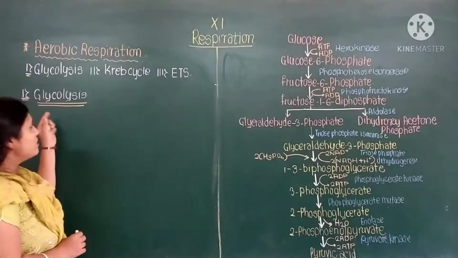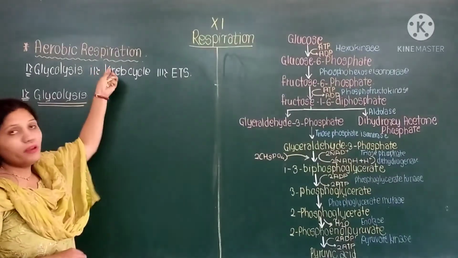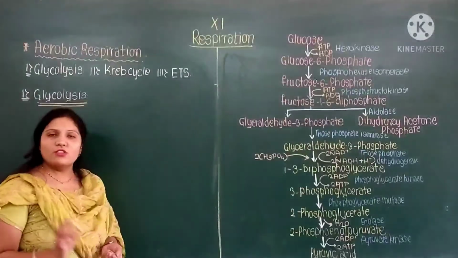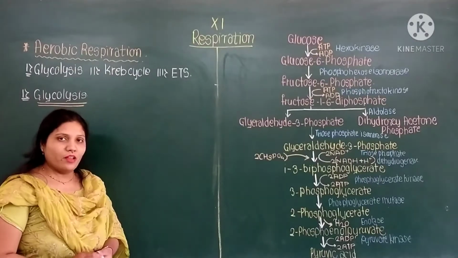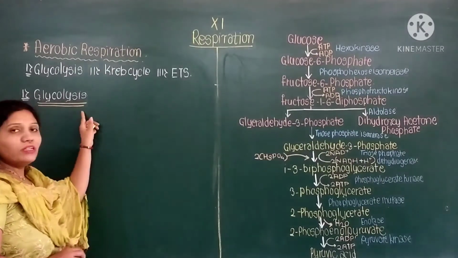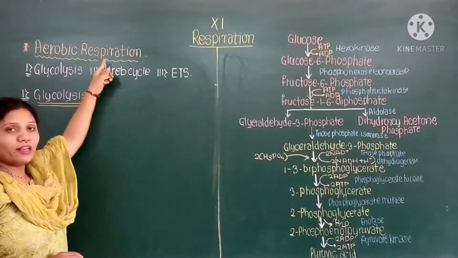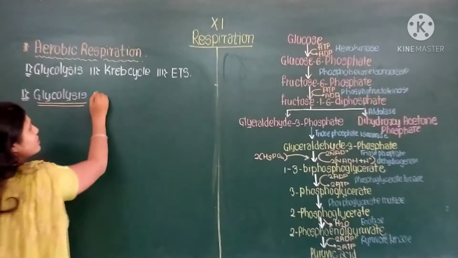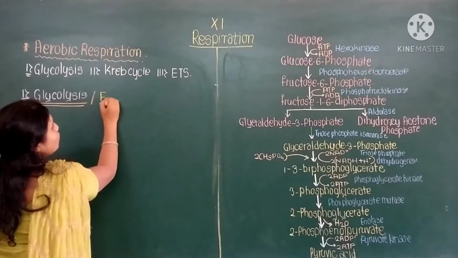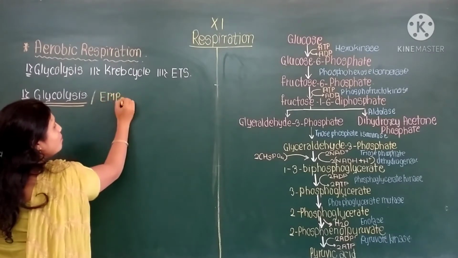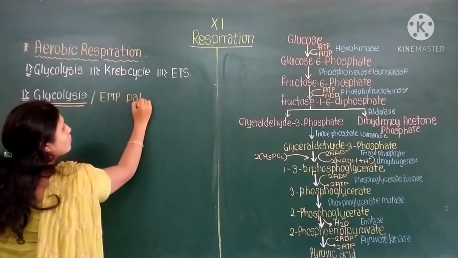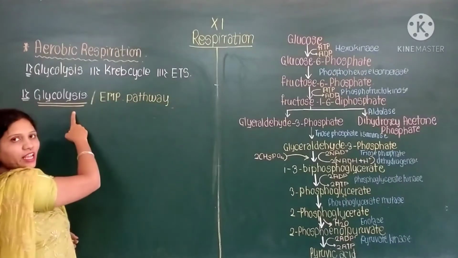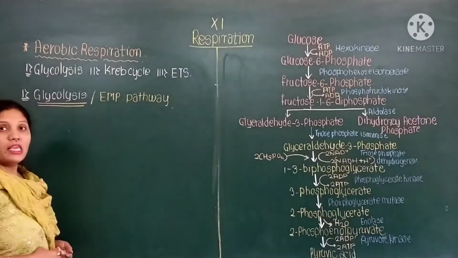This glycolysis is common in aerobic respiration as well as anaerobic respiration, because for glycolysis oxygen is not required. So that's why this is the common stage which occurs in aerobic respiration as well as anaerobic respiration. Now remember this one, glycolysis is also known as the EMP pathway. In the examination, the question can be asked either by this name or by the name EMP pathway.